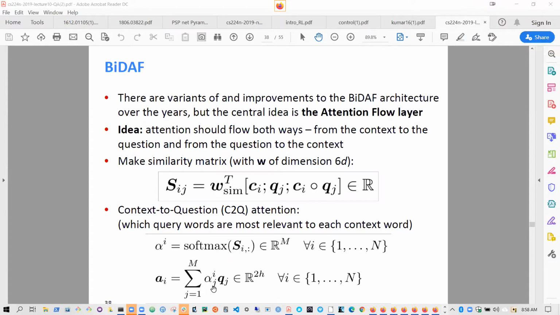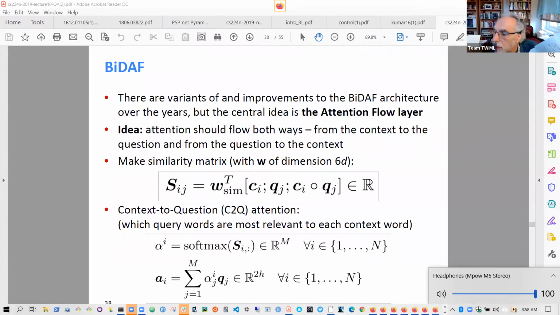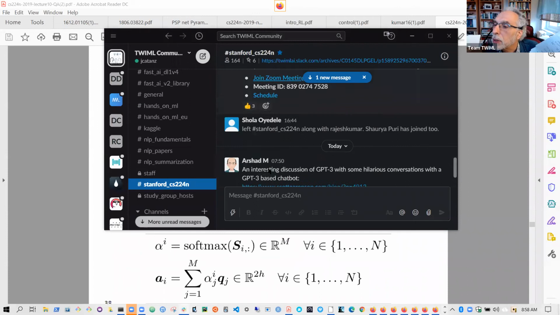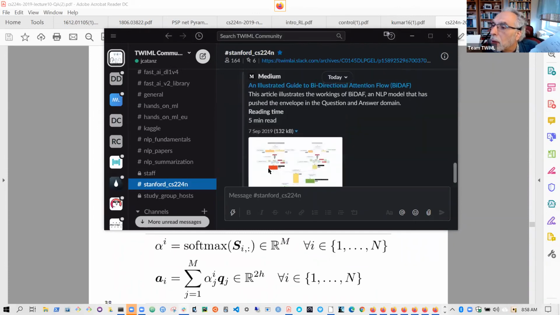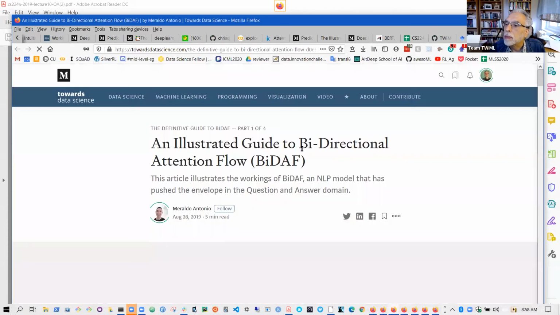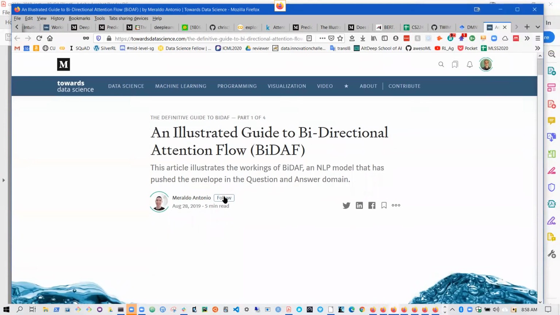Gautam, I posted a link on the Slack and chat. If you look at the images in the link, you'll understand better how the similarity matrix is formed. Should we look at that now? Yeah, that would be good. Okay, here we go. An Illustrated Guide to BiDAF.